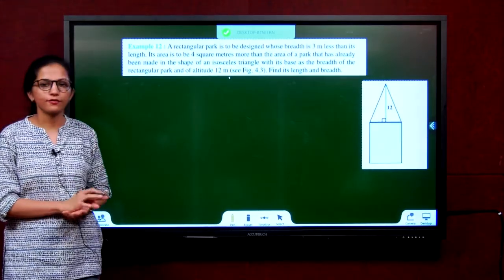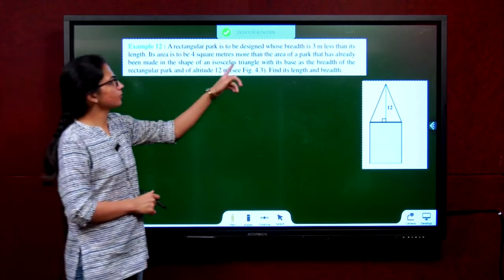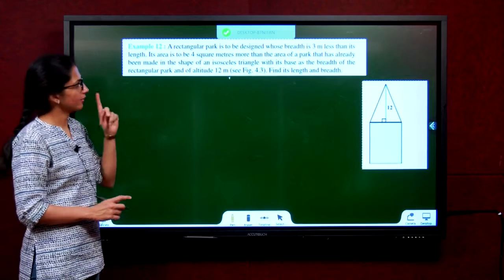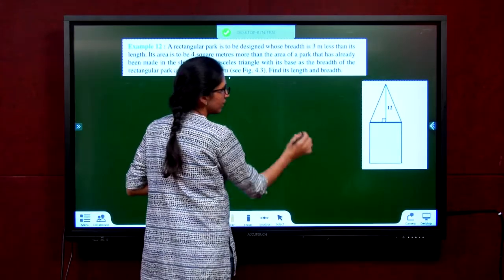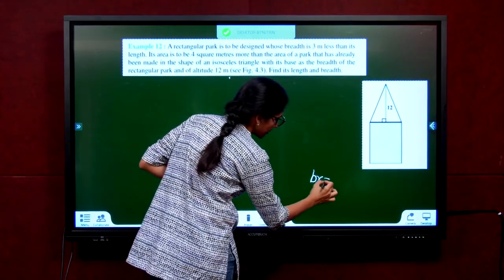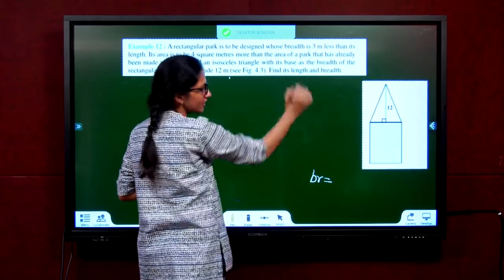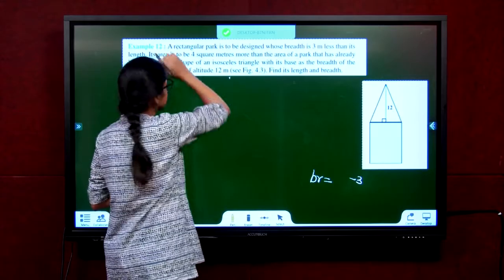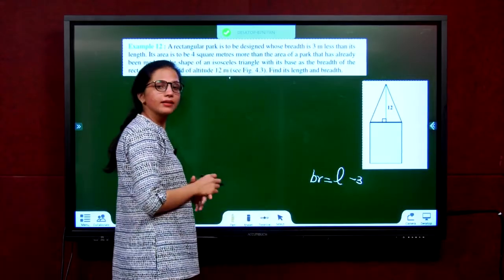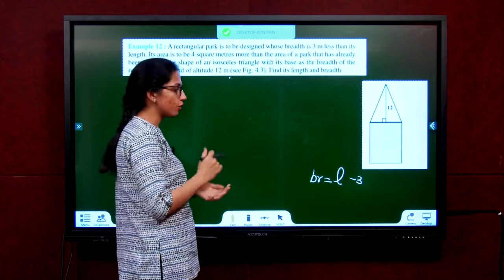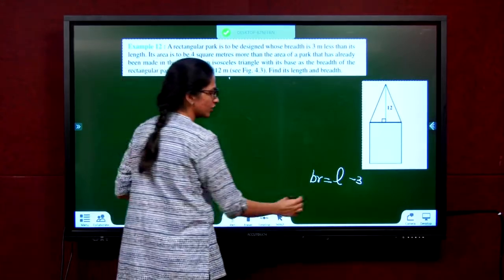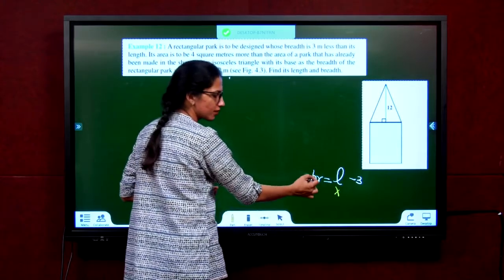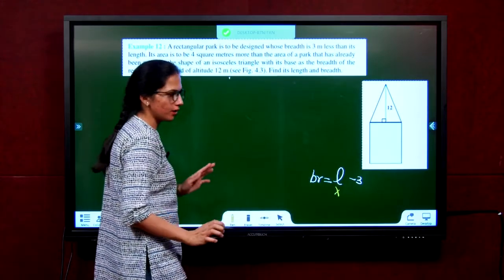Example 12, it has a given figure. A rectangular park is to be designed whose breadth is 3 meters less than its length. Carefully observe what they have given. They have written breadth is 3 meters less than, so minus 3. Less than whom? Its length. So who will you take, length or breadth, as x over here? How do we decide? We've already seen in the previous section. So I will choose my length to be x. So if length is x, what is breadth? X minus 3. I hope you all understood.